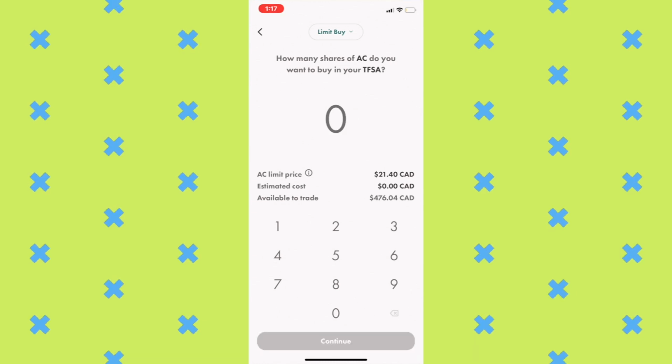As you can see, I have $476 available to trade. So let's say I want to buy maybe 12 stocks. The estimated cost is going to be $256.80, and that's calculated by the amount of stocks you want multiplied by the limit price.